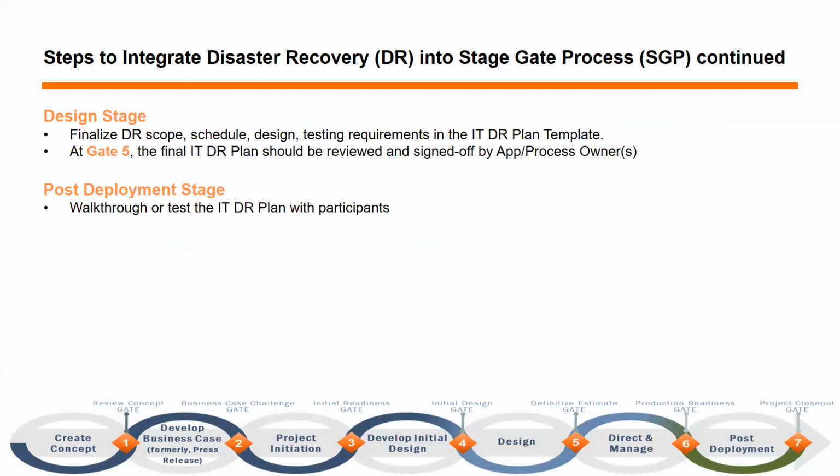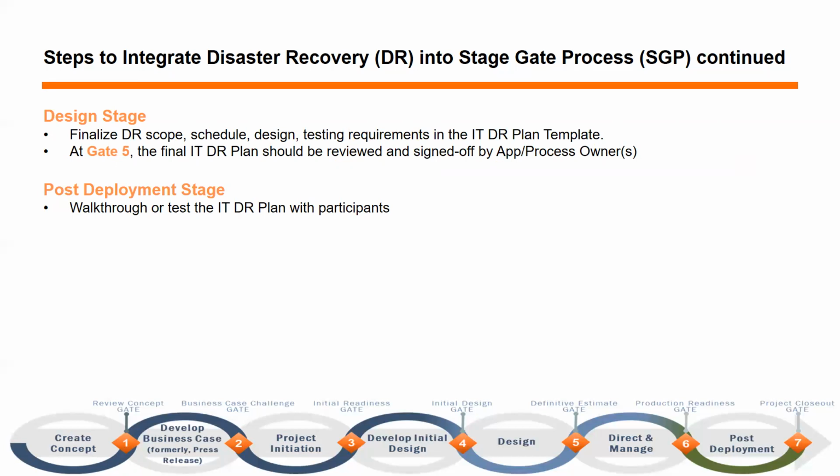Continuing to design stage, the ITDR governance team will work with the SMEs to finalize the DR scope, schedule, design, and testing requirements in the ITDR plan template. And upon reaching gate 5, the final ITDR plan should be reviewed and signed off by the application and/or process owners.